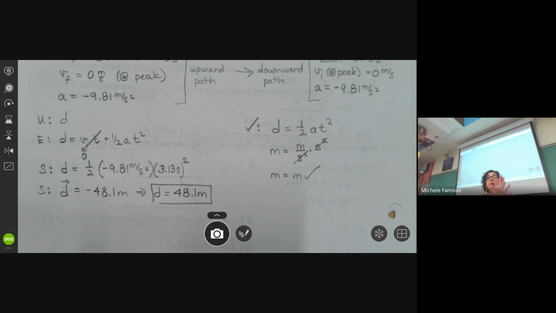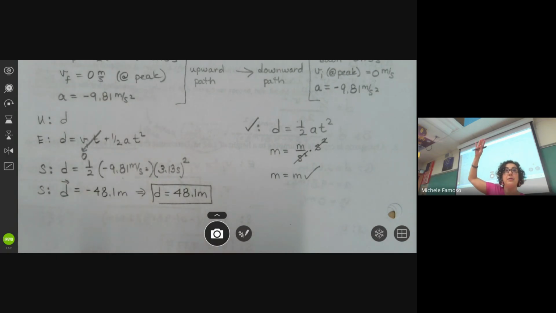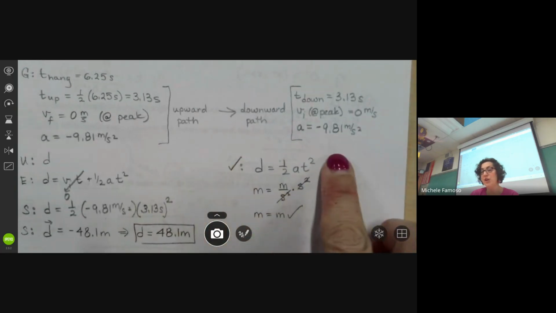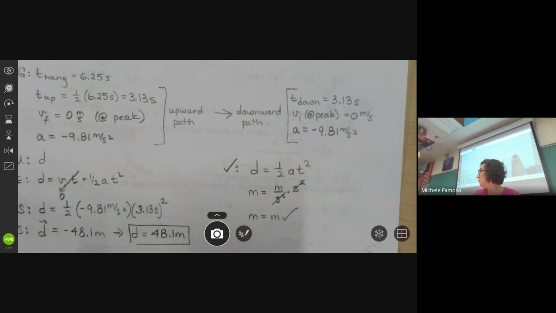So the moral of this is that if you end up working on a question here where you end up saying, I don't have an equation that works for the upward path, just switch it to the downward path, and then you can solve it. Okay? Questions on that? Great. Let's put your packet away.